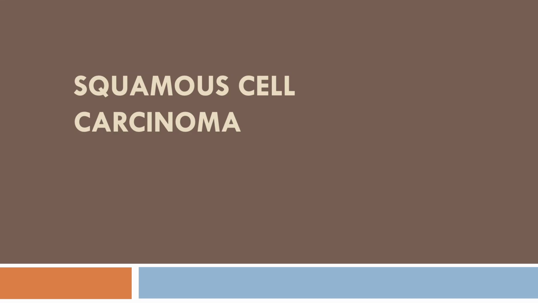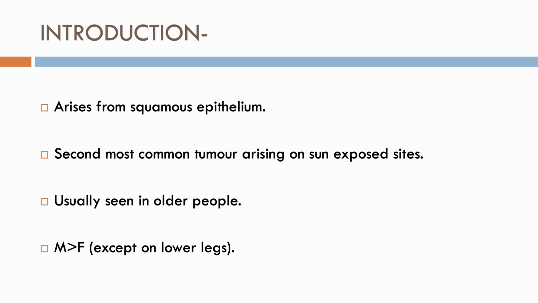Good morning everyone. Today we are going to learn about squamous cell carcinoma, basal cell carcinoma and malignant melanoma. So first we will discuss squamous cell carcinoma. Coming to the introduction, as the name itself says, squamous cell carcinoma arises from squamous epithelium. It is the second most common tumor arising on sun-exposed sites. It is usually seen in older people, and males are more commonly affected than females except on the lower legs.